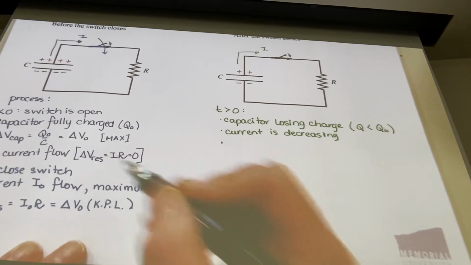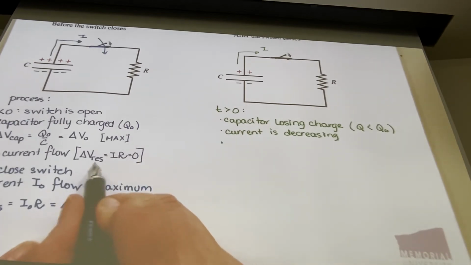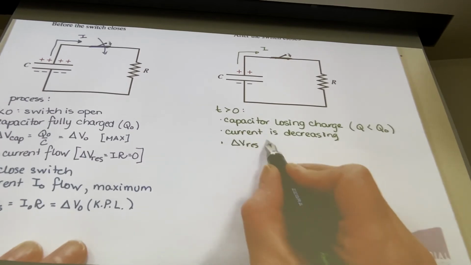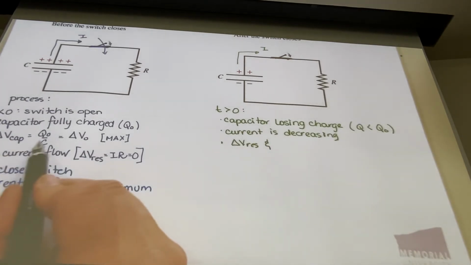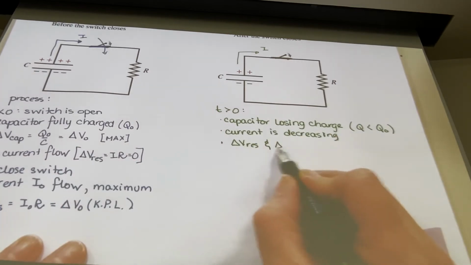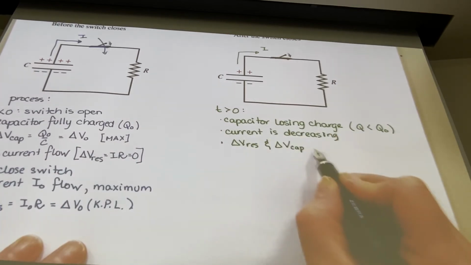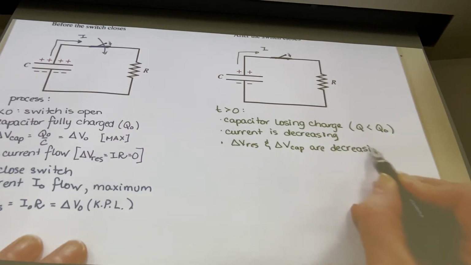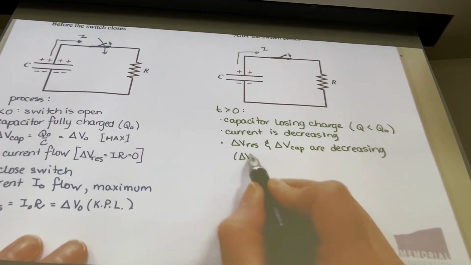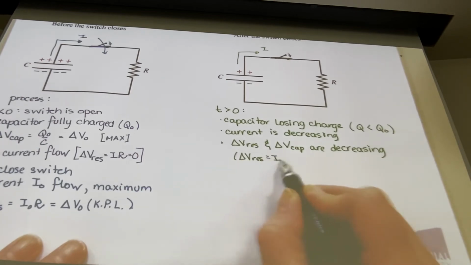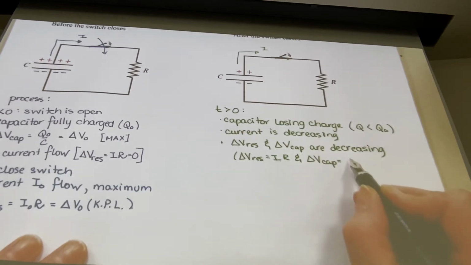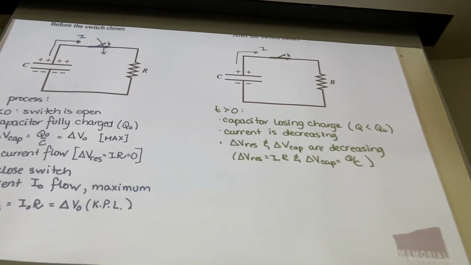If we think about potential across the resistors, current times resistance, that has to be decreasing. Potential across the capacitor is charge divided by capacitance, that also has to be decreasing. So if charge and current decrease, then the potential across the resistor and capacitor decrease.